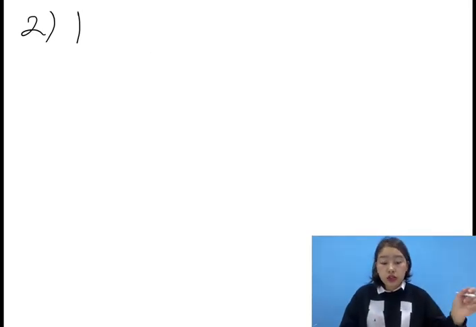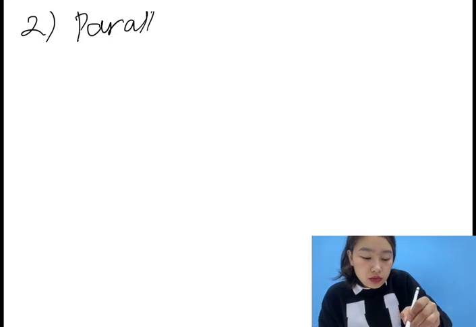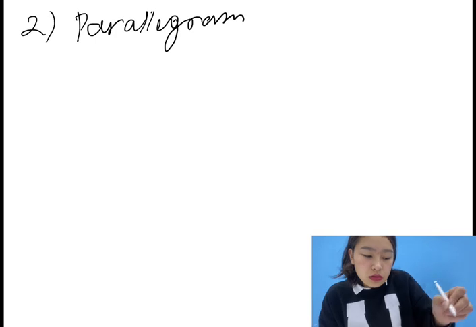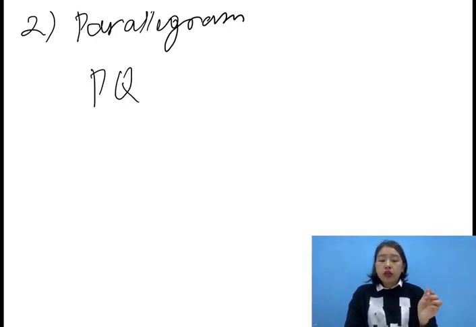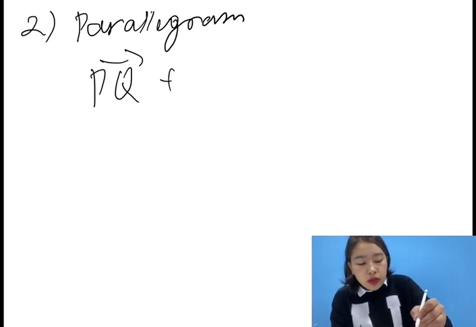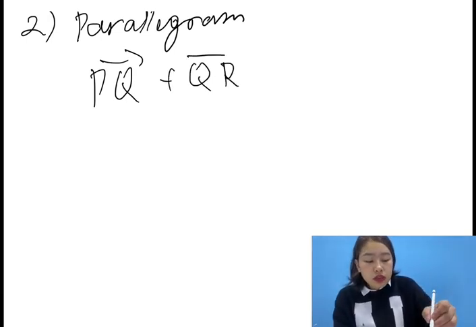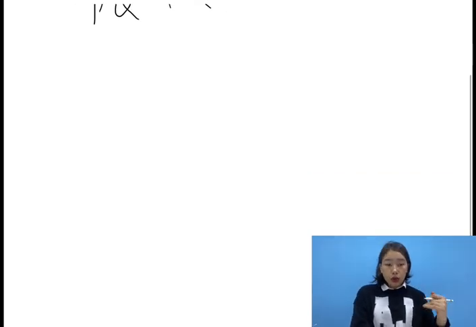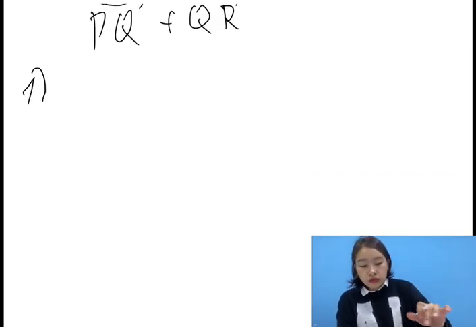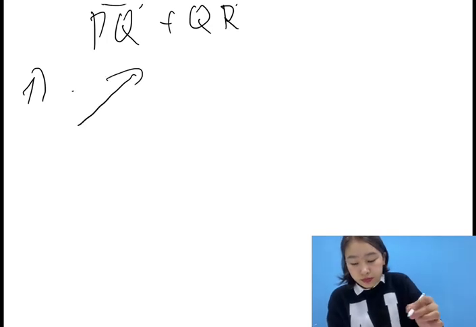The second method, called the parallelogram method of the addition. Imagine you want to add the PQ vector to the QR vector. Find the sum of this. How can we find them? We can find them by connecting the initial points of these vectors. So, like this, we can show you an example.